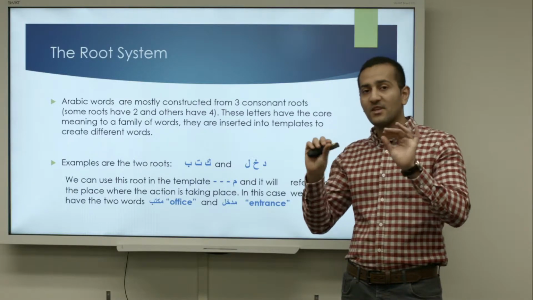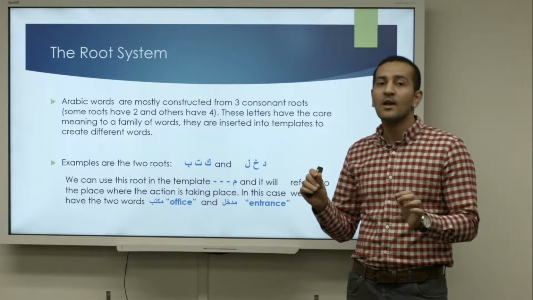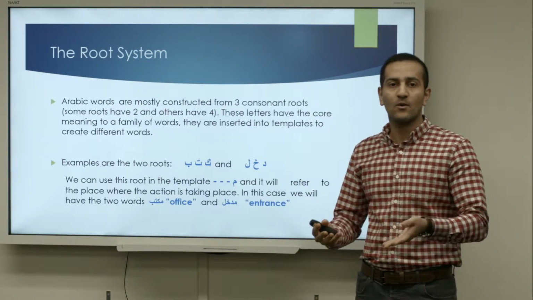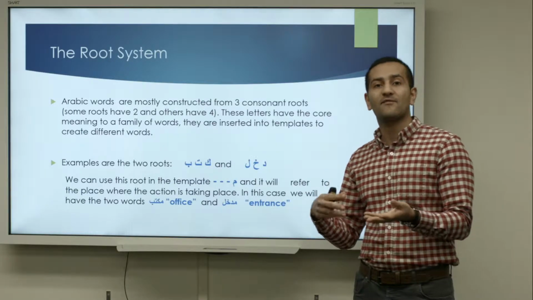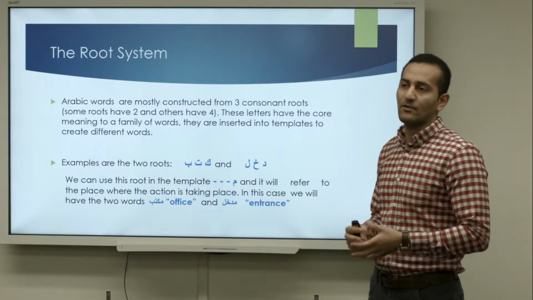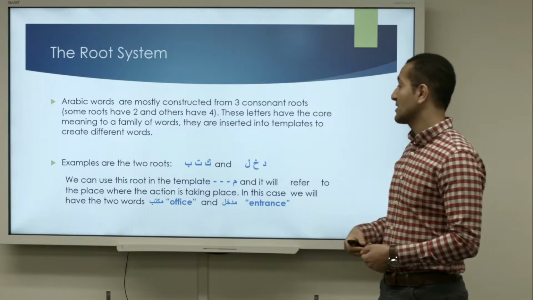So those are the basic letters of a meaning, and then you can insert other letters, other sounds, to create a different word that will be from the same semantic family at least. Let's see examples here.